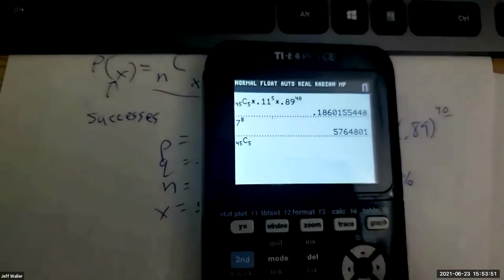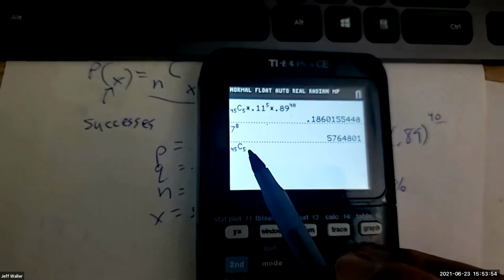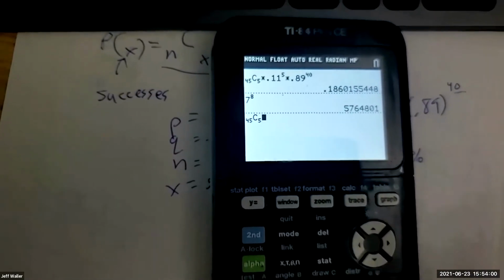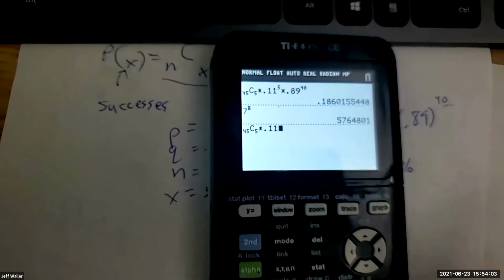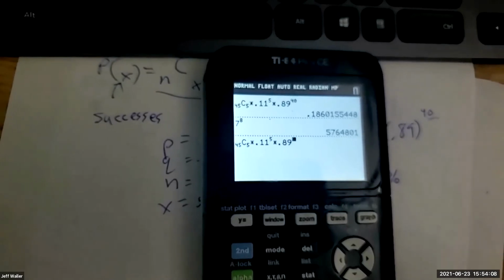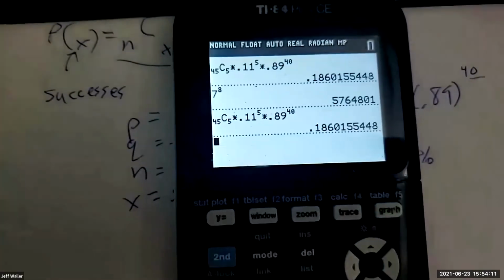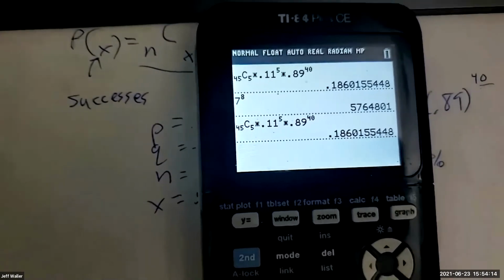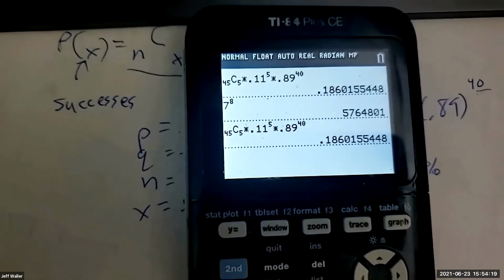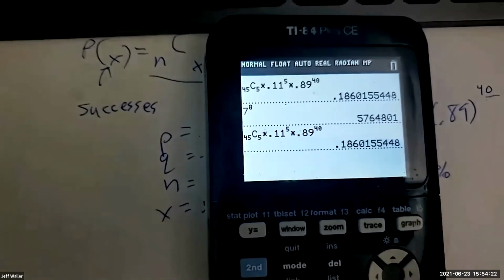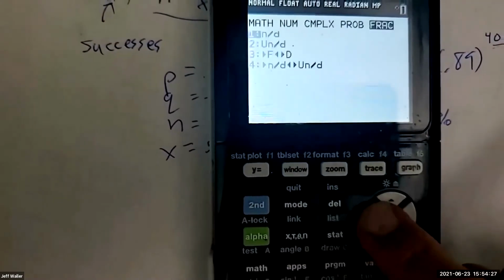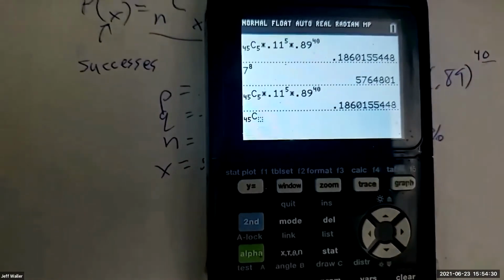45 choose 5. Now, see how there's a little arrow? I'm down in the subscript right now. I've got to hit the over arrow. The same thing happens on the exponent component. Because every time I clicked over, I thought when it went up, it was going into the exponent, so I was going back. Does that make sense? Yeah. 45 choose 5.